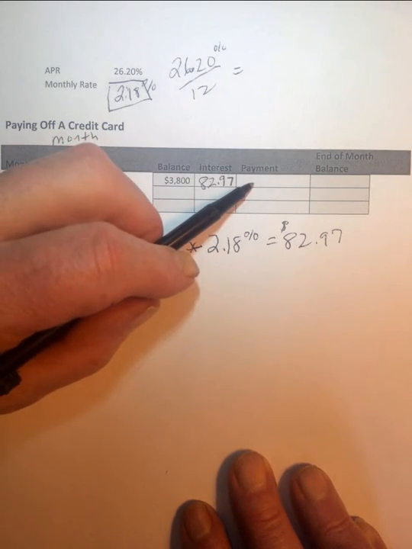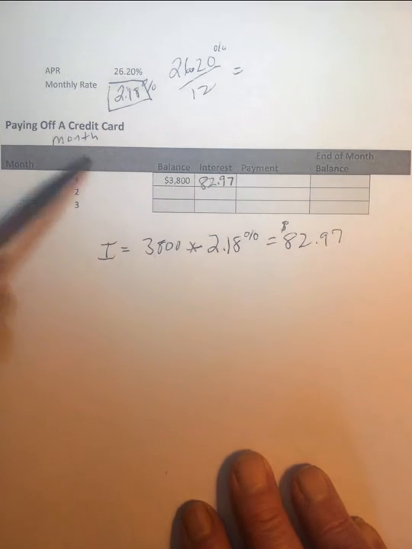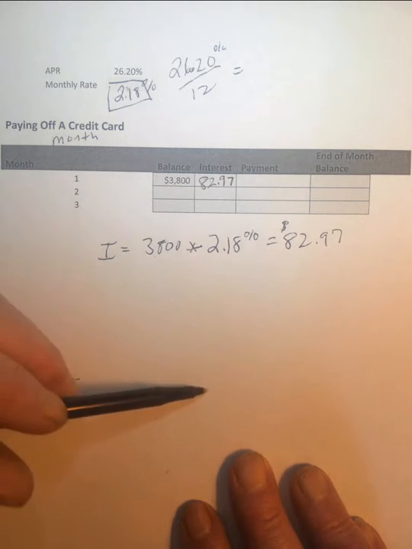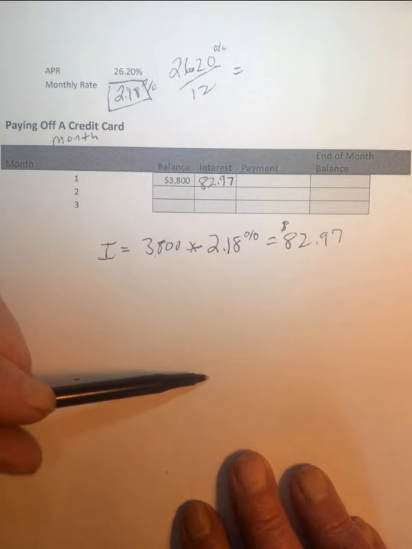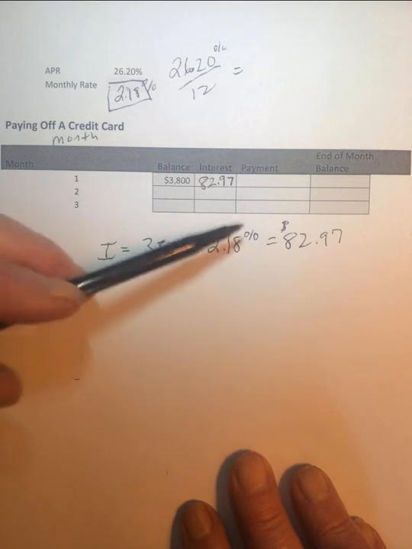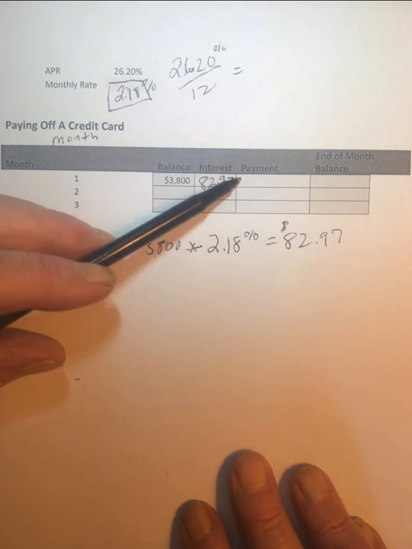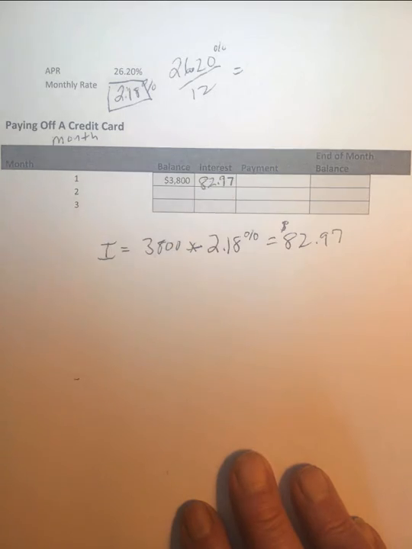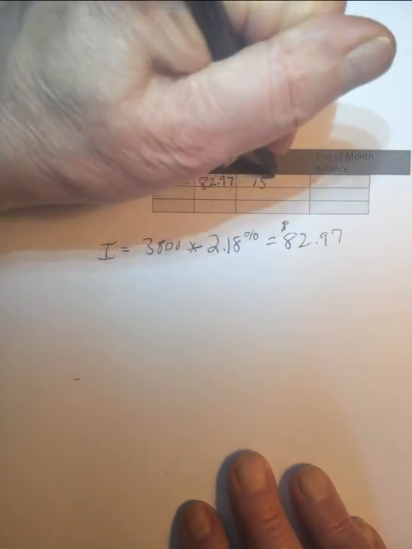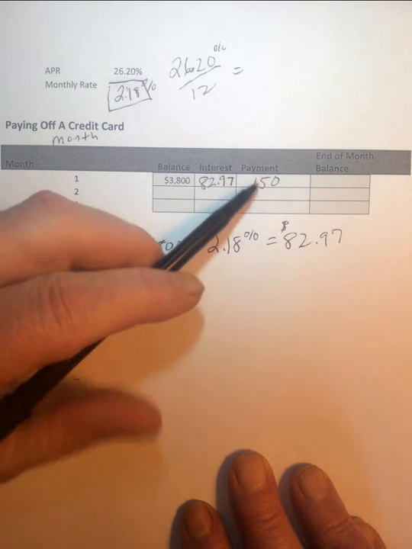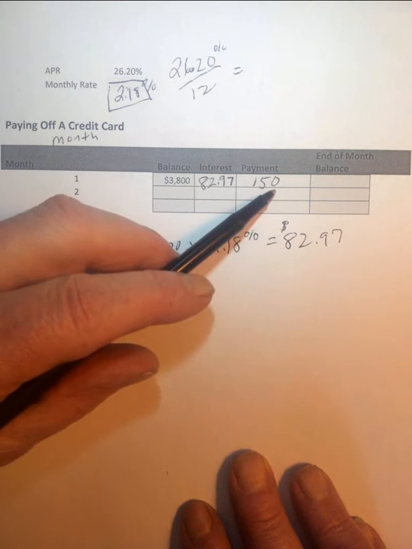So now you got to decide on the payment. And the idea here will be to pay off this amount after 24 months. You can have a balance or a credit after 24 months, but you got to pay it off. So I don't know what it is, but I'll just guess something and put $150 in there. And I just typed that in, 150.